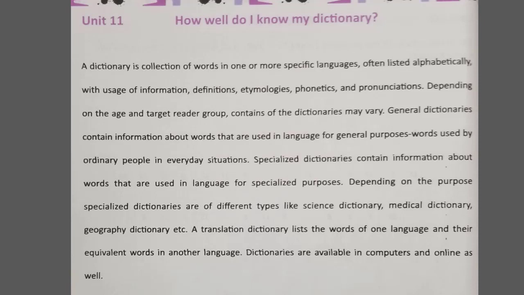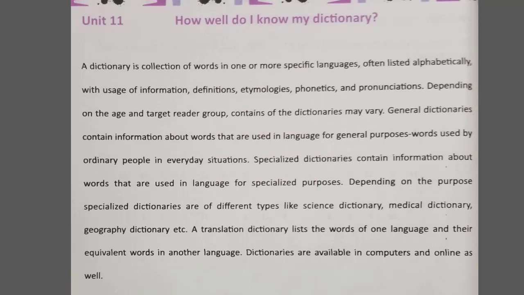So a dictionary is a collection of words in one or more specific languages, often listed alphabetically. So alphabetically we know from A to Z, right? In an order, with usage of information, definitions, etymologies, phonetics, and pronunciations. So not only do we get the definition of the word, but we also can see how it is used, the etymology, underline etymology as well. Etymology means the origin of the word, the phonetics or the sound of the word, right, or the speech, and the pronunciation as well.